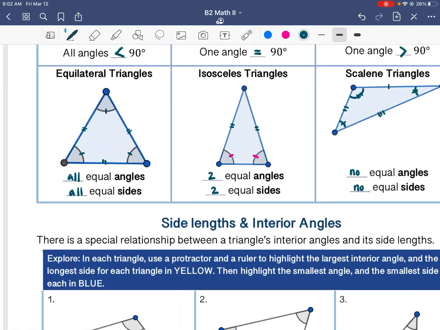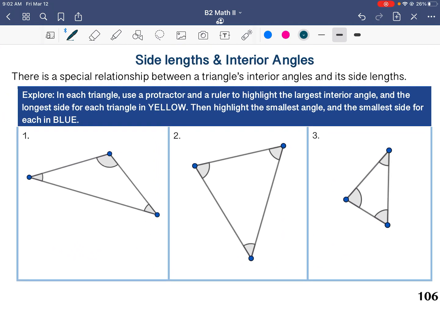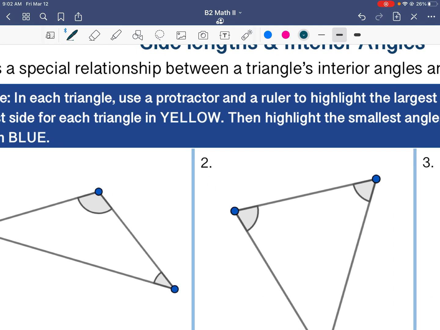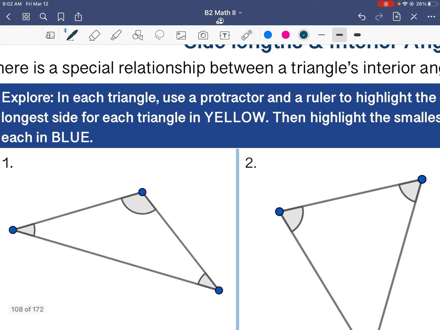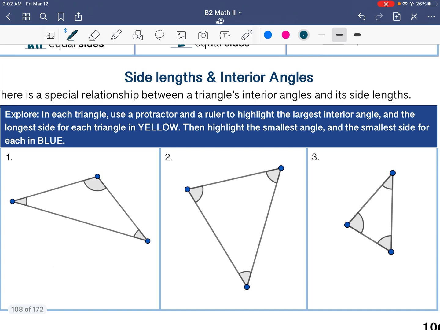So you might notice that it always has the same amount of equal sides and equal angles. And that's actually true all the time because of a specific relationship that happens within a triangle with its angles and its sides. So this is an activity that I encourage you to pause me and do, where you measure each triangle, the side lengths and the angles, and figure out which is the biggest and which is the smallest. So for the purposes of this today, I'm just going to indicate the largest angle and the longest side because it's something that I can see. I don't have to measure.